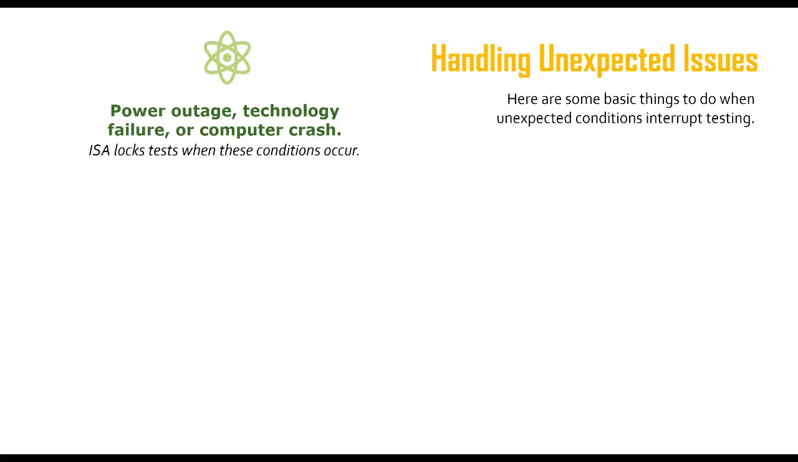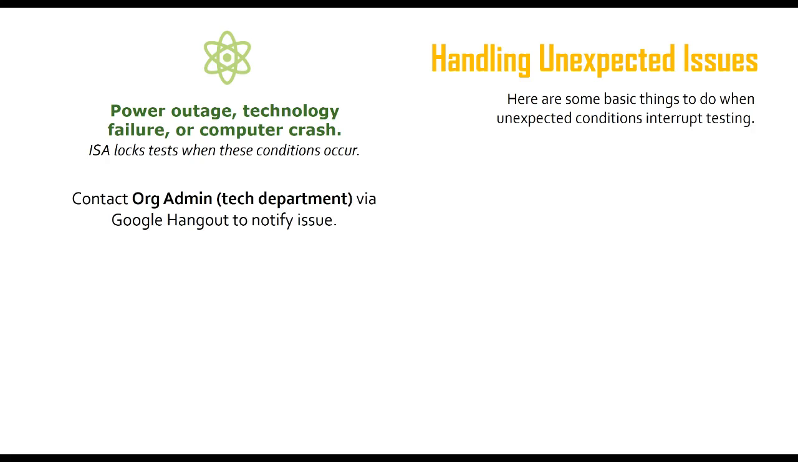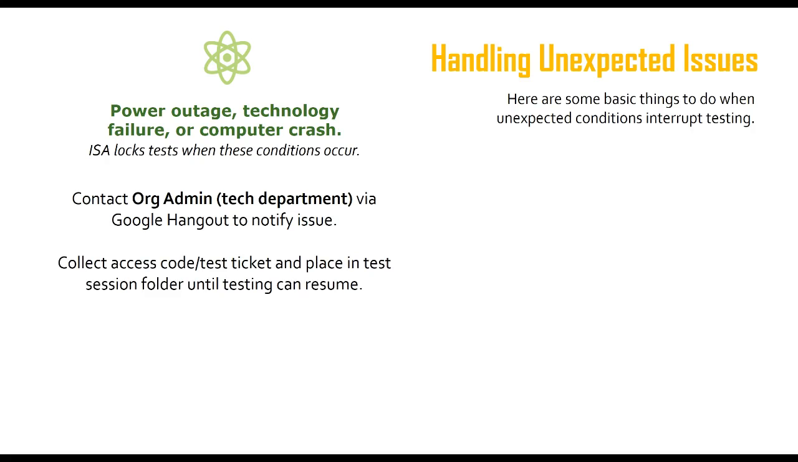What if there's a power outage, technology failure, or a computer crash? ISA locks tests when these conditions occur. However, please make sure that you contact the tech department via the Google Hangout and notify them of any issues that arise. If it's a class-wide issue, collect the access code test tickets and place them back in the test session folder until testing can resume.